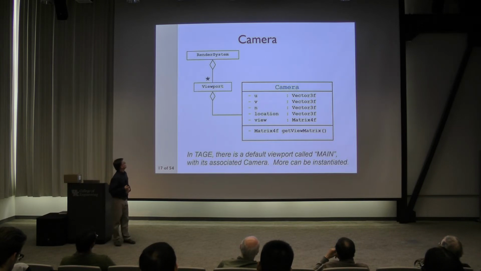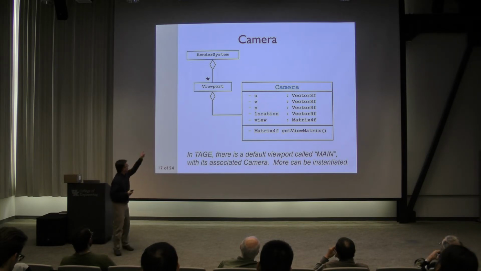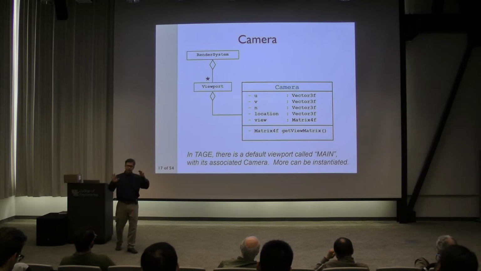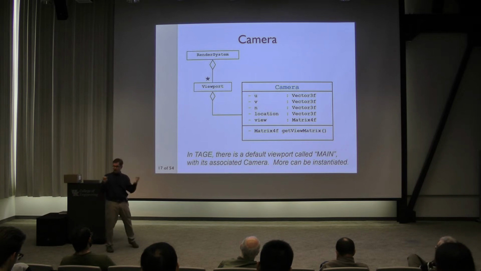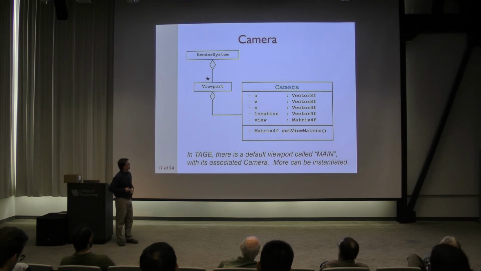All right, so there's a class called render system. It has some number of viewports. We'll see the render system in a minute. Viewports would be like if you had a game that had multiple panels or windows. Like you could view the racetrack from the race car or from above. Commonly for games that have multiple viewports. And in TAGE, each viewport has one camera. And you can see here are the items: the orientation of the camera, the UV vectors, the location, and the view matrix, which can be computed on demand.